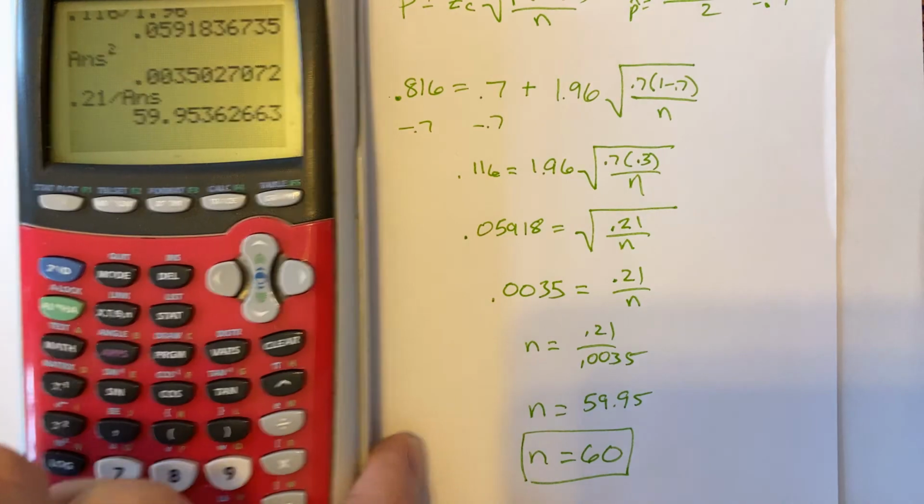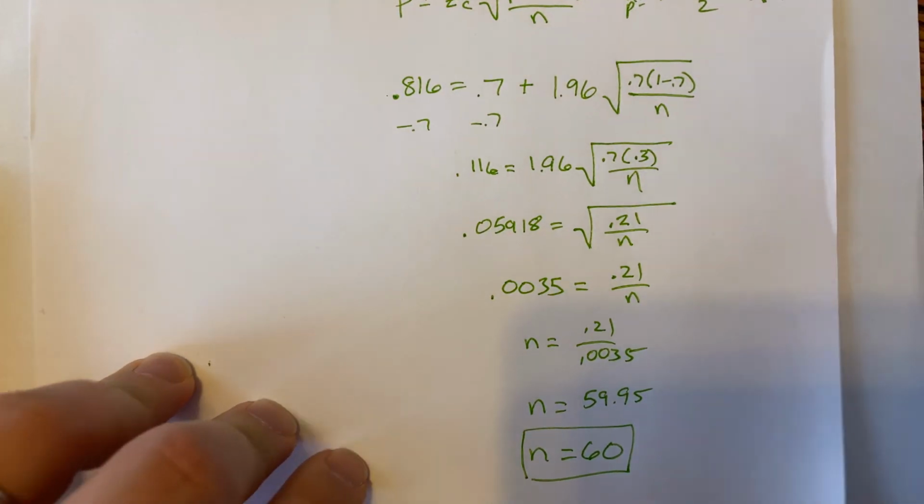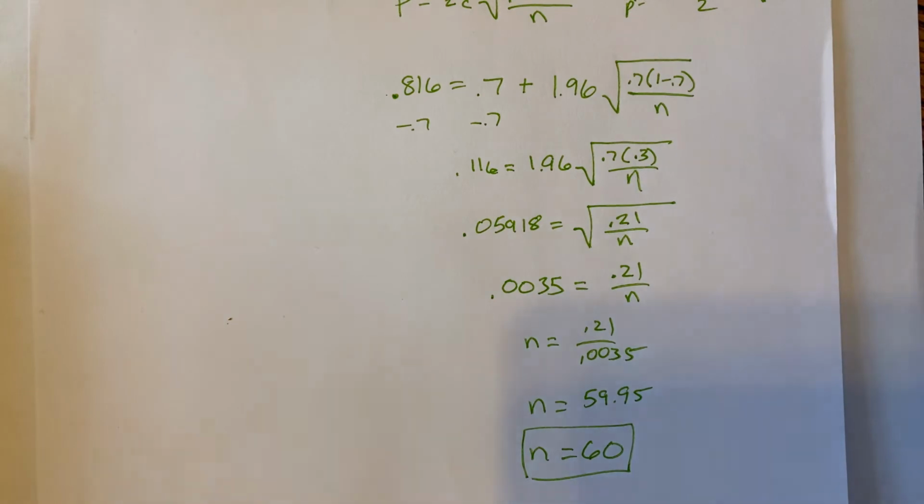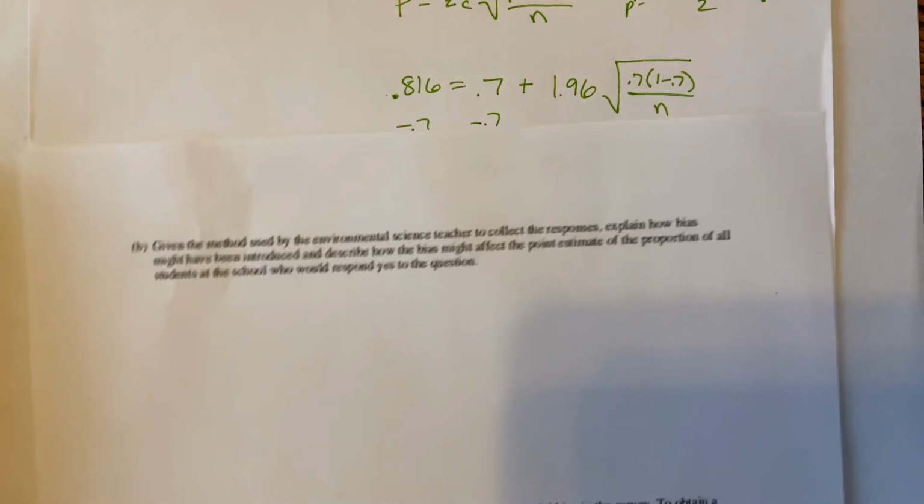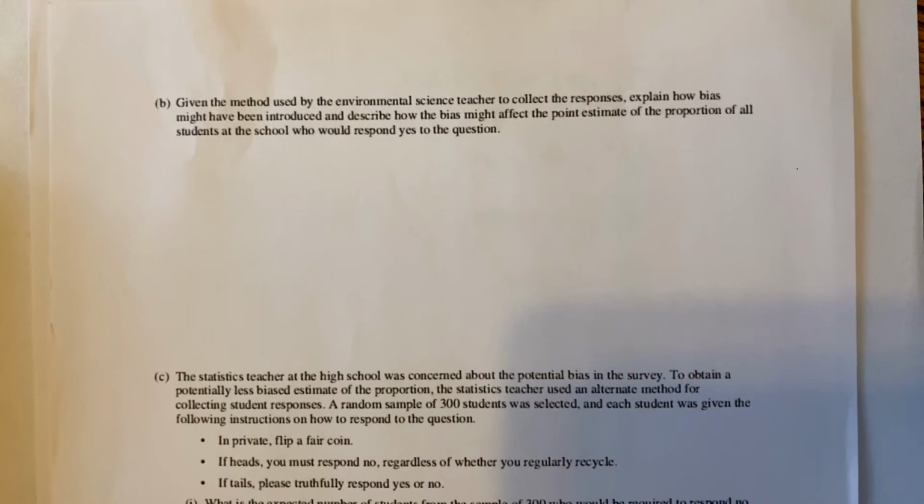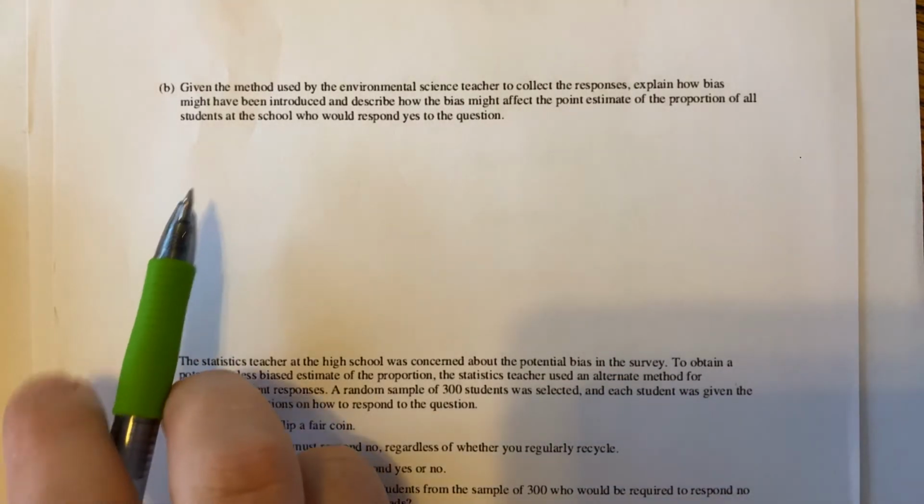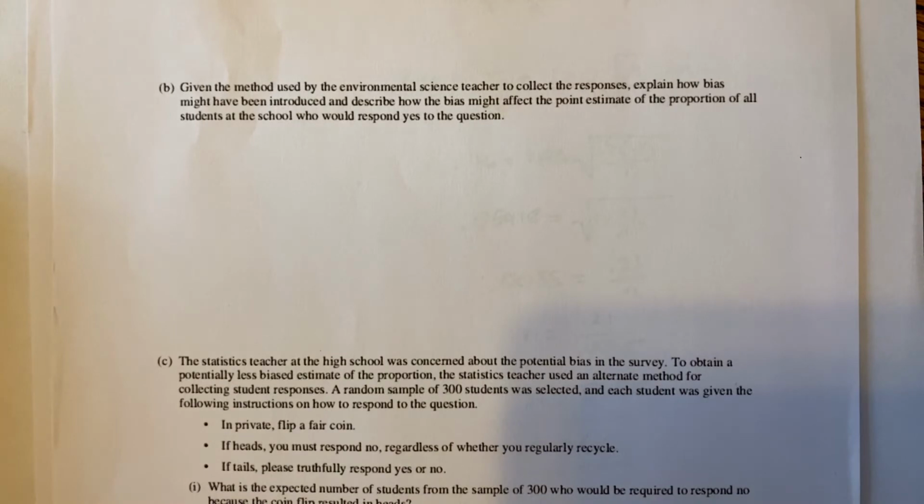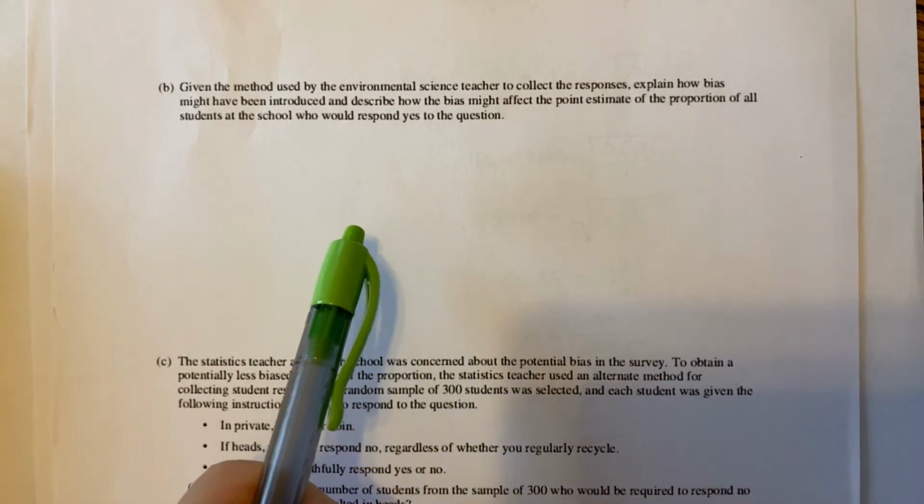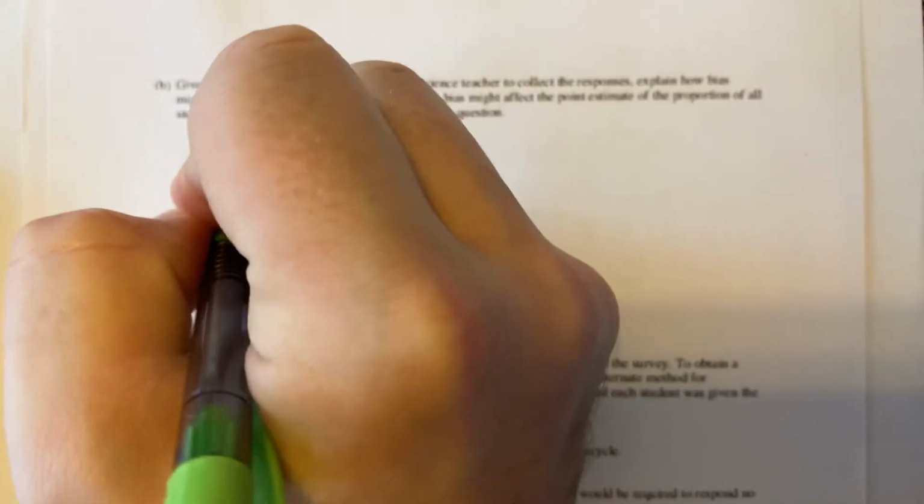Now, going on to part B and C. Part B here. It says, given the method used by the environmental science teacher, he basically asked students whether or not they recycle, and they're asking about which type of bias this could have been and how it might have affected the point estimate. So because of the teacher asking, this likely leads to a response bias.